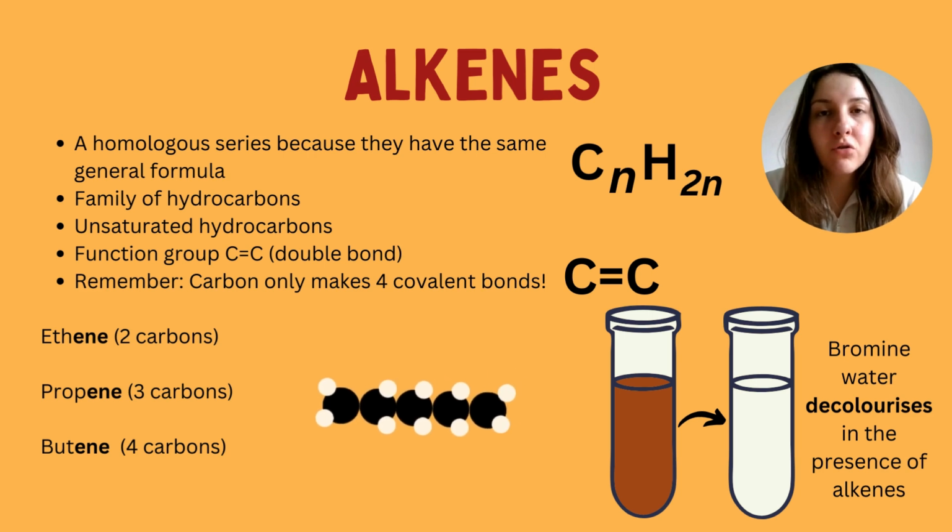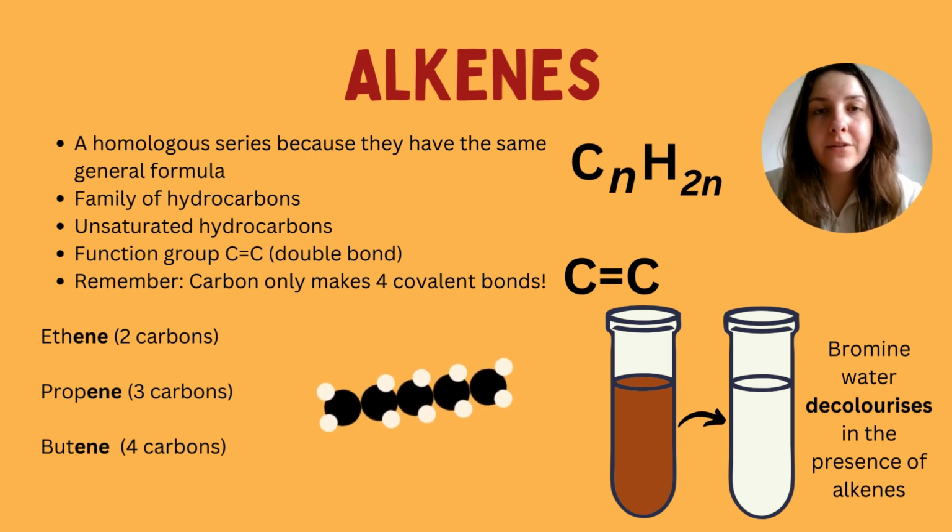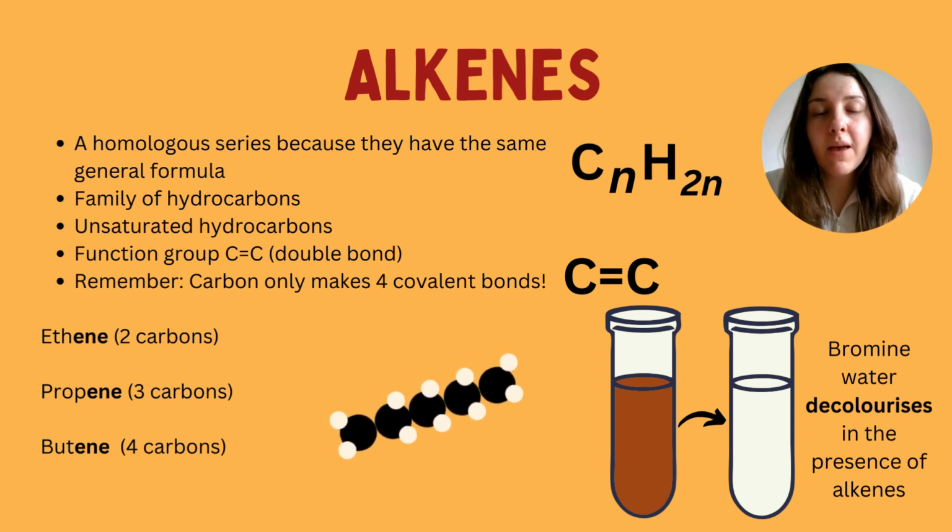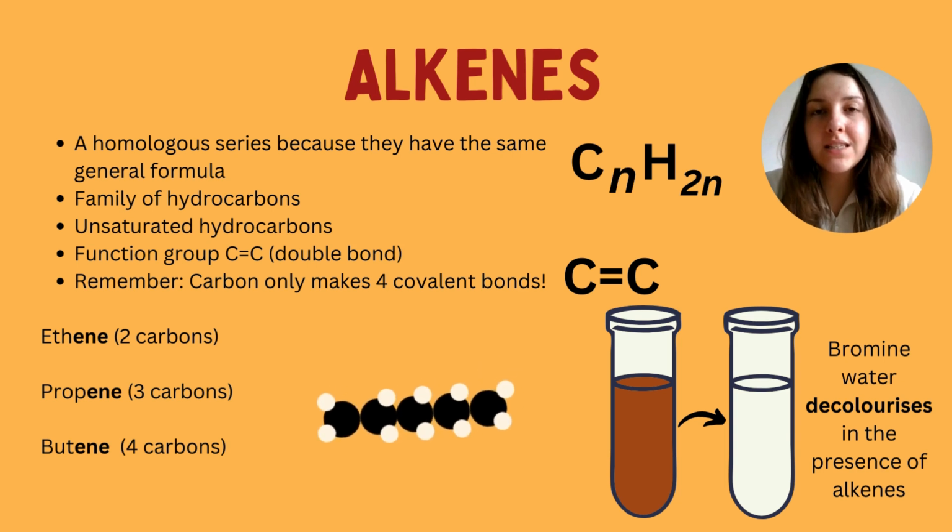So in the exam, they could ask you some differences or similarities between the two types of homologous series. Just be aware of that general formula for alkanes versus alkenes. Remember as well, because they are part of the same homologous series, alkenes have a functional group which is the same in each case. So it's a double carbon bond.